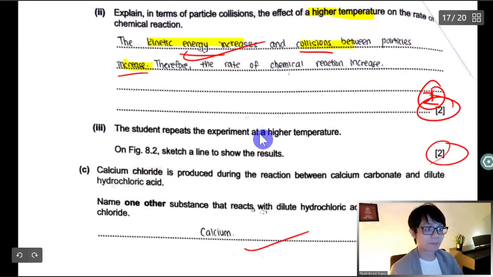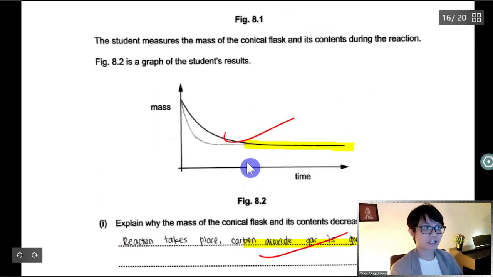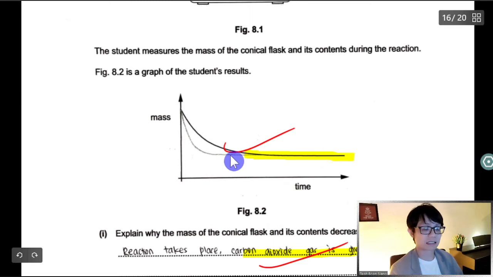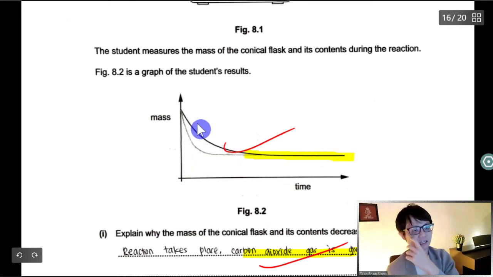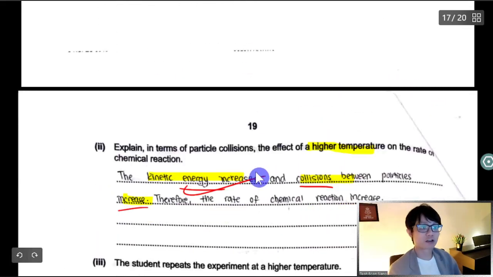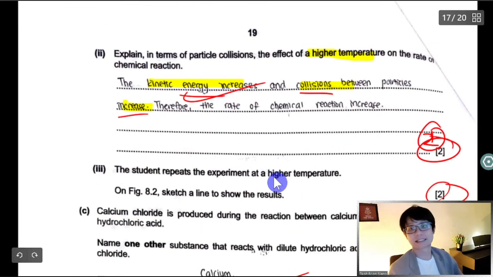The student repeats the experiment with higher temperature, sketch it. So of course when you sketch it, 1 mark. If you sketch it more steep, because the reaction will take faster. If you say lower temperature, the reaction will go slower. But he says more heat so the reaction will go faster. 1 mark. 1 more mark is it will go back to the same line. Why? Because we are still using the same amount of reactant.